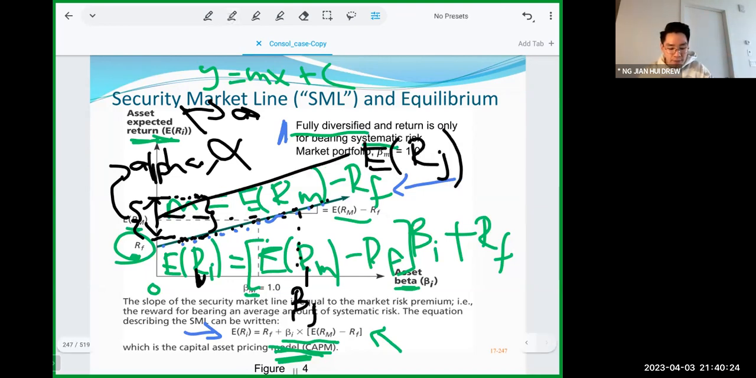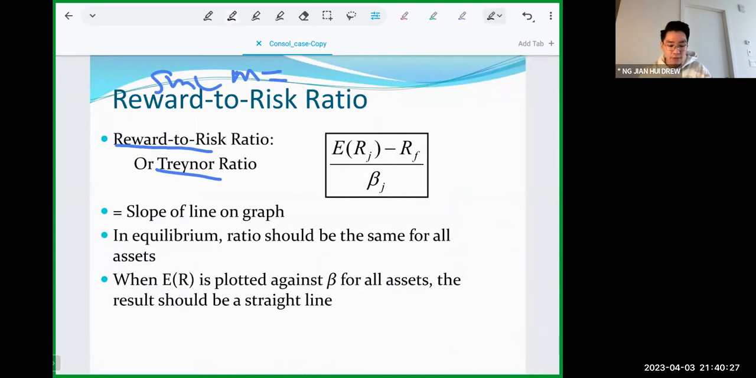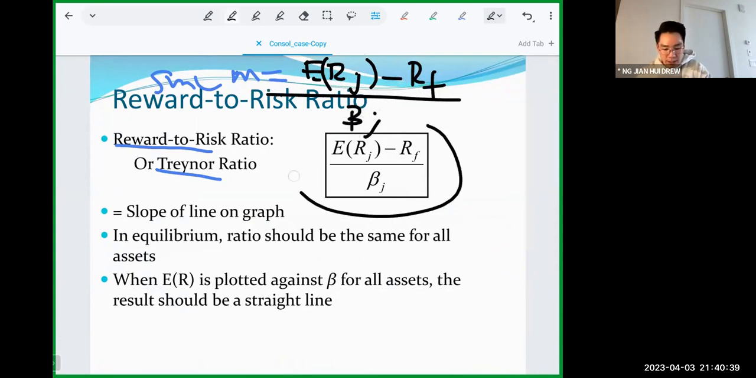So in this sense, we can actually formulate the risk and return ratio, where ERJ minus RF divided by beta J. So this ratio here is simply the gradient of the graph, gradient of the security market line. So generally, a higher risk to reward ratio, the better. That means you're getting more return per unit risk. And what kind of risk? Per unit systematic risk that you're taking.